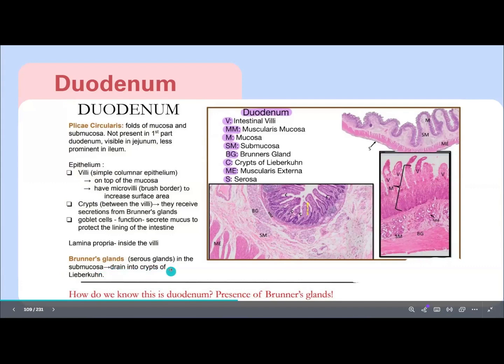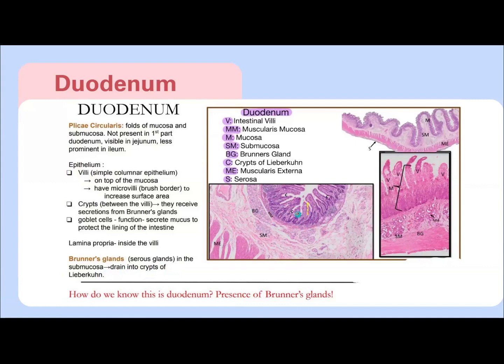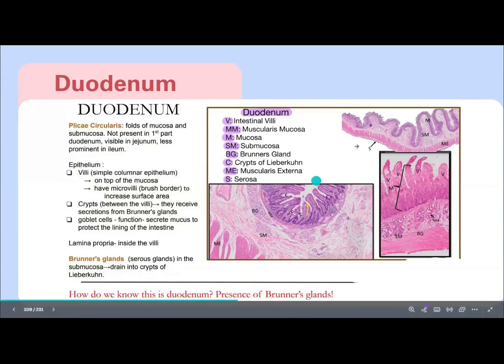You need to memorize this really well, because if they're going to give you a picture in the histology station, it's probably going to be this one, and they're going to ask which part of the intestine you are in and how you knew. You're going to say the duodenum because there is the Brunner's gland. This is the most important thing that you need to take out of the slide.